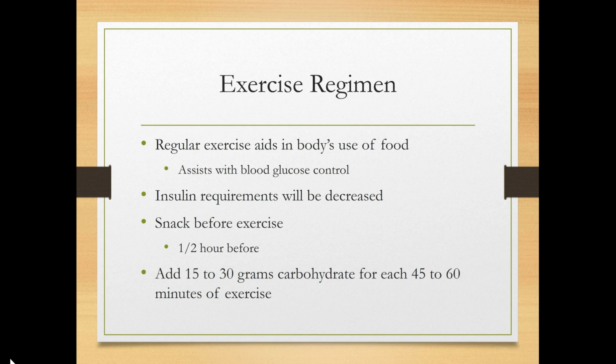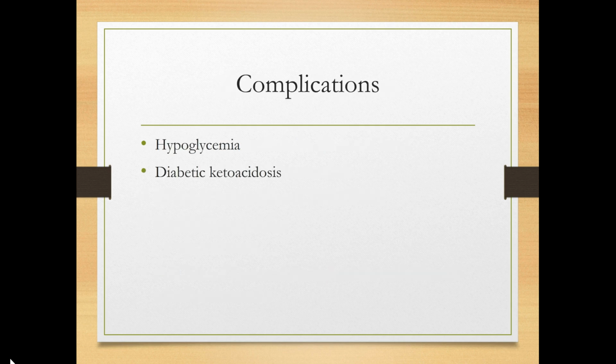We do recommend that they eat a snack before they exercise, so about half an hour before, and that's about 15 to 30 grams for each 45 minutes to an hour of exercise. So if you know they're going to go practice soccer for an hour and then play an hour-long soccer game, you're going to want to give 30 to 60 grams of carbs about 30 minutes before. So before you get in the car to take them to soccer. Because they can become extremely hypoglycemic with that.